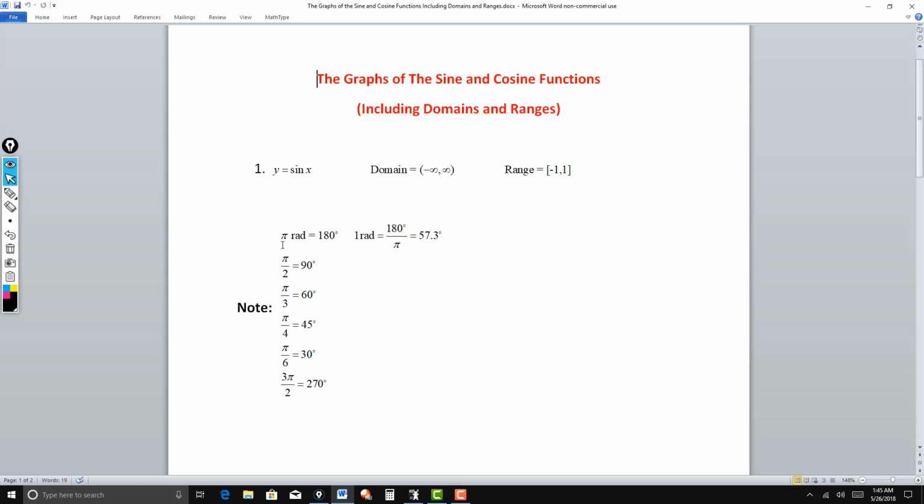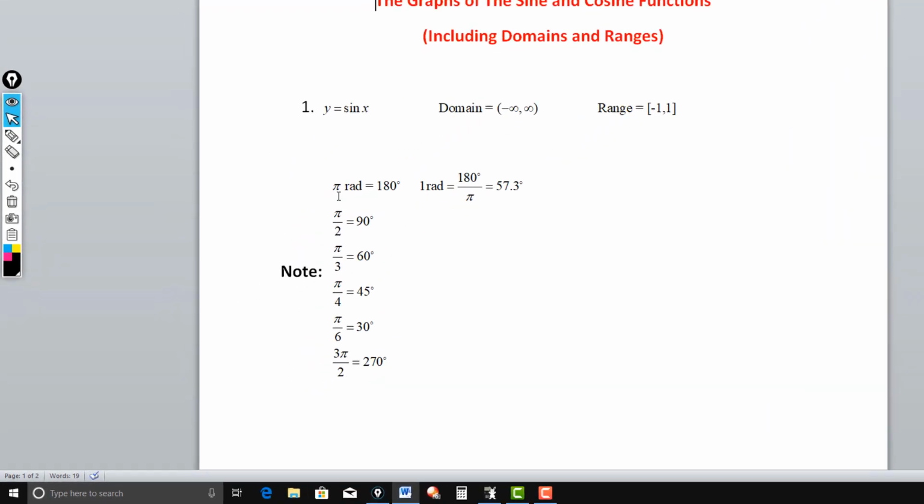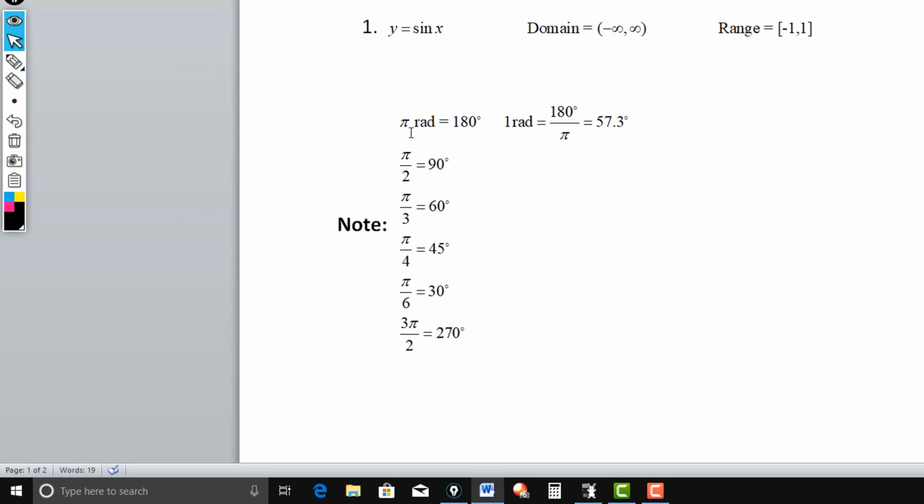So first, just to make sure here, a little review. We know that pi radians is equal to 180 degrees, and sometimes we leave out the radian and just leave the pi. So if you're dealing with degrees and you don't indicate the degree symbol, then it's in radians. Okay, so if I divide this by pi, I get 1 radian is 57.3 degrees. And then we can go through the process there. Pi over 2 or 180 over 2 is 90 degrees.